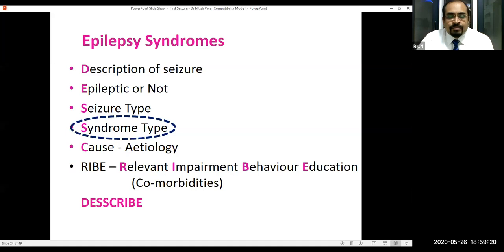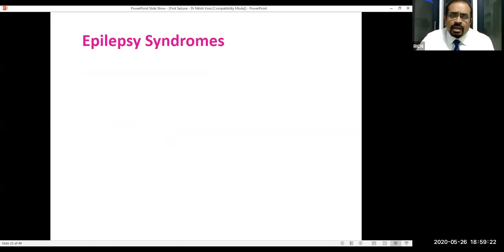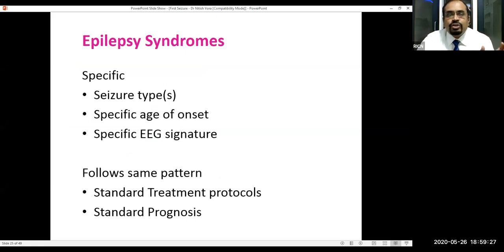So syndrome type in the diagram. Epilepsy syndromes are specific syndromes. It's a group of conditions. So when you have specific seizure types, a specific age of onset or age group, and a specific EEG signature, you can define something as a specific syndrome. And how are they helpful? Because they have standard treatment protocols. You know which drugs are going to work for them and which are not. And also standard prognosis, you know what's going to happen, which are benign, which are malignant.